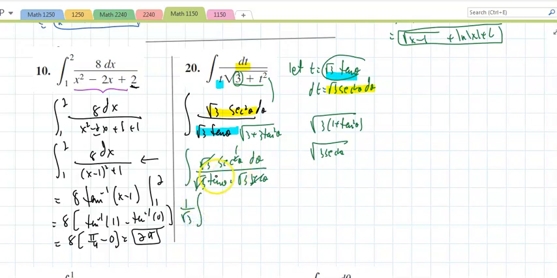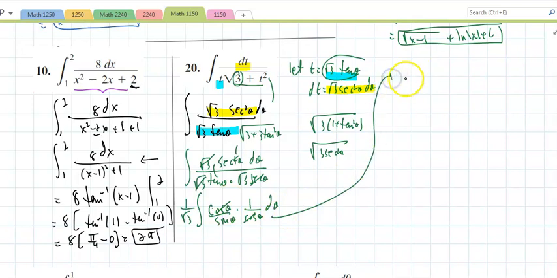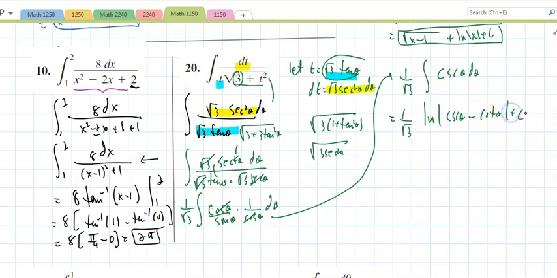And if I write this, move this up, that's the cotangent. Cotangent is really cosine of theta over sine of theta. And secant is 1 over cosine of theta. So those cancel out. And I would be left with 1 over radical 3, the integral of cosecant of theta d theta. That is 1 over radical 3. We said that's going to be natural log of the cosecant of theta minus the cotan of theta plus c. And that's going to be 1 over radical 3 natural log.